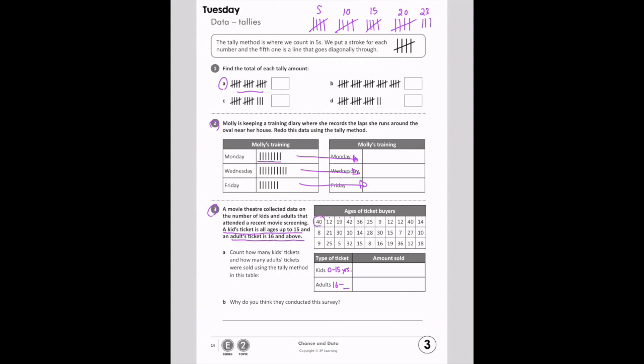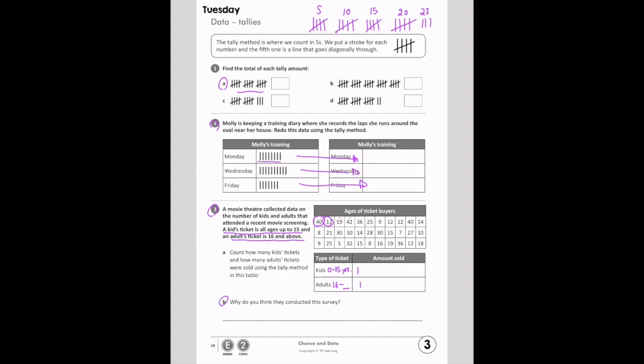Okay, so if a 40-year-old went to buy a ticket, would they be buying a kid's ticket or an adult ticket? They'd be buying an adult's ticket, right? How about a 12-year-old? They'd be buying a kid's ticket. Okay, so you're going to do your tallies up in this amount sold so we can figure out how many of each type of ticket they've sold.